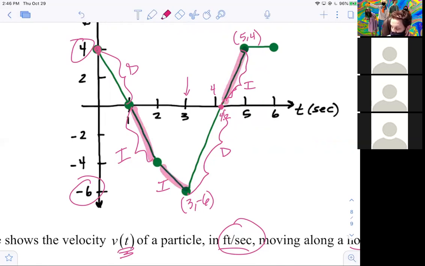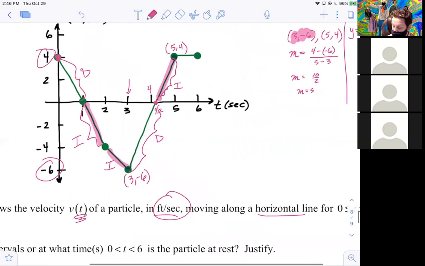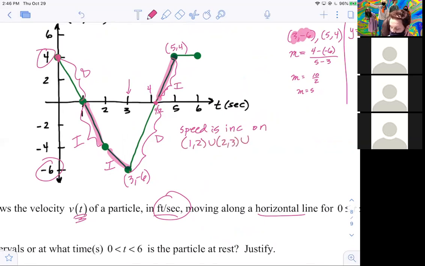So if we highlight it, it's on those intervals. I'm going to answer it right here. Speed is increasing on the intervals from 1 to 2, union 2 to 3, and then union 4.2 to 5.